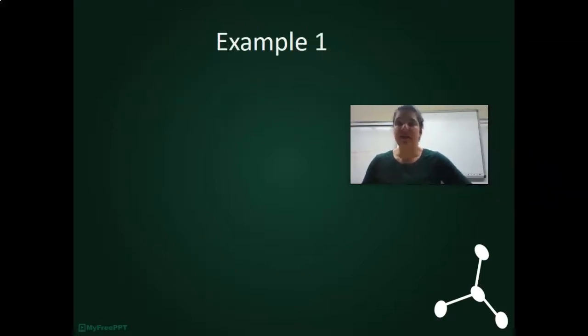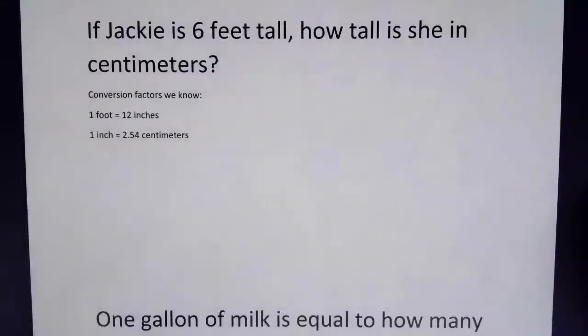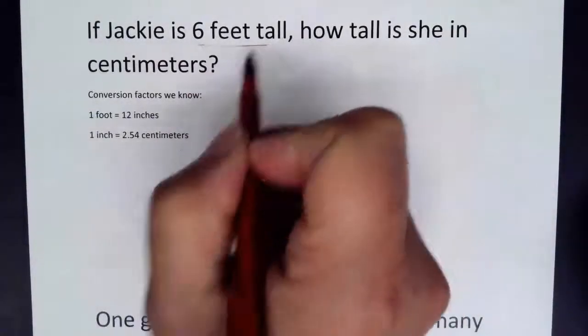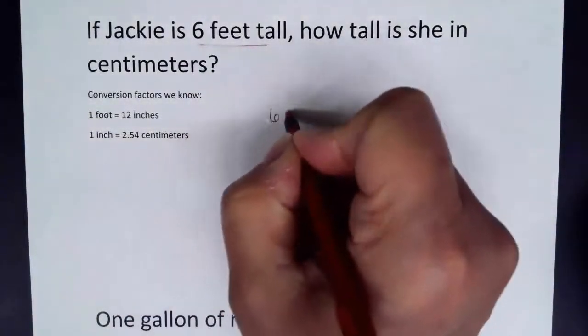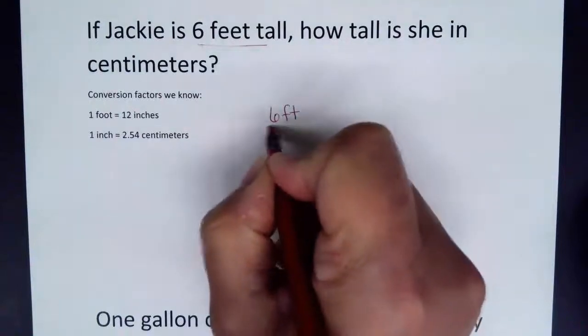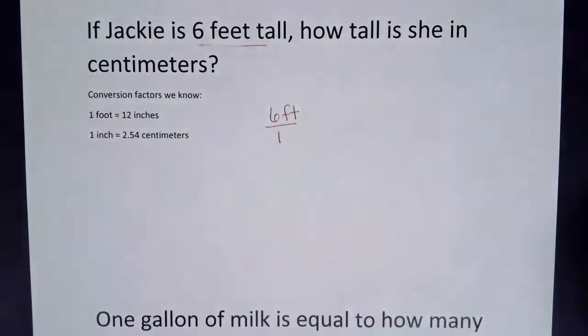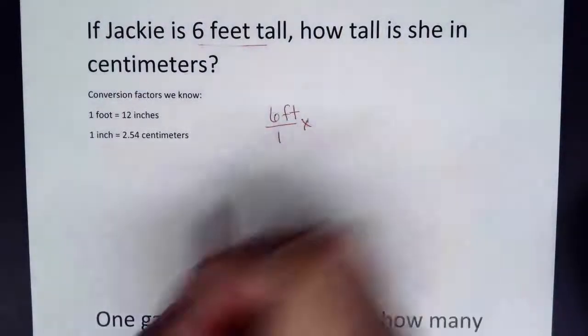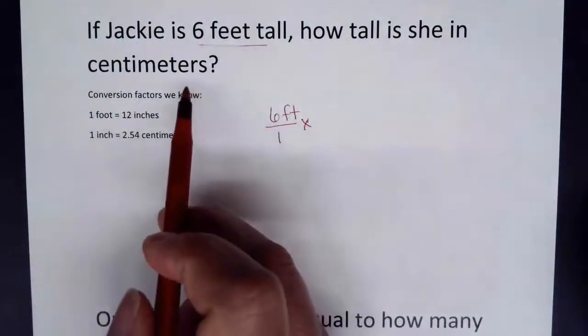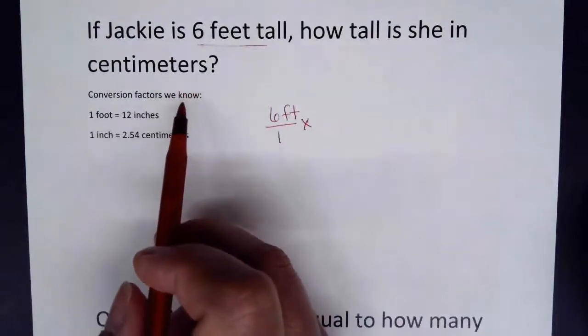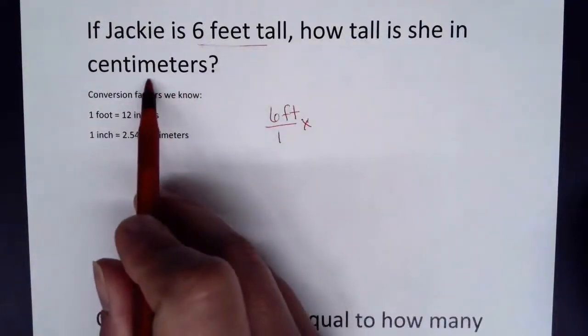So let's go over an example together. Jackie is 6 feet tall. How tall is she in centimeters? So let's start with what we know, what we started with. We know that we're starting with 6 feet, so we'll write that right here. I usually write that as a fraction, so 6 over 1, just as a placeholder as we go through. The second question we ask is, where do we want to go? The units that we want is centimeters.